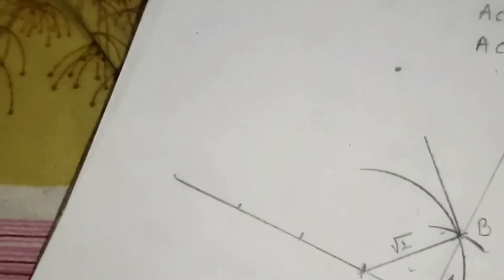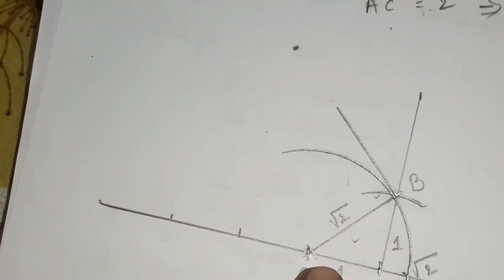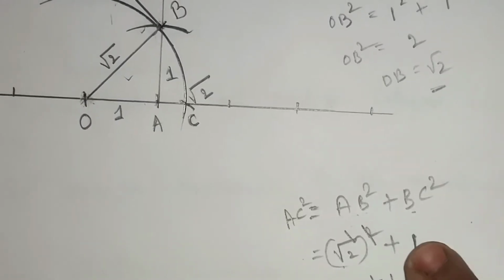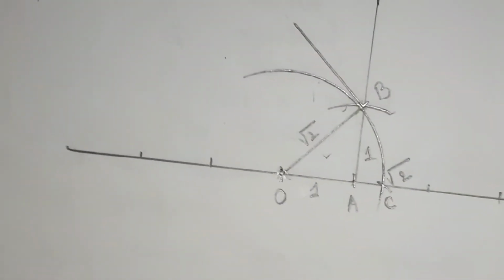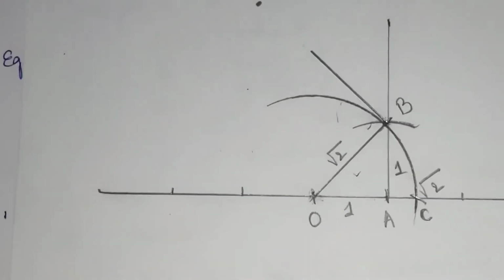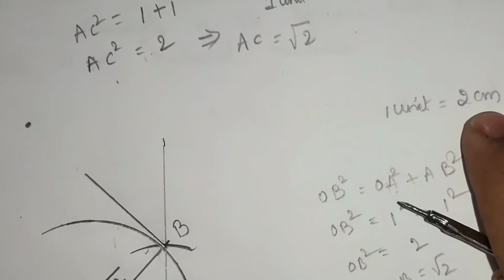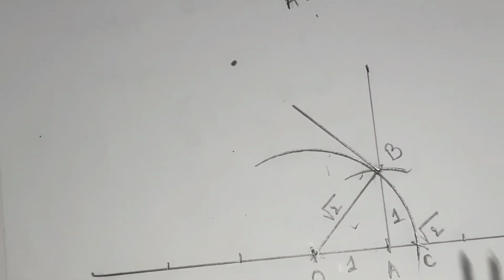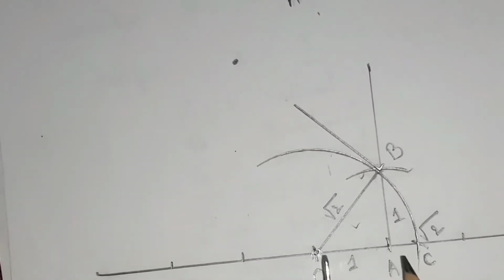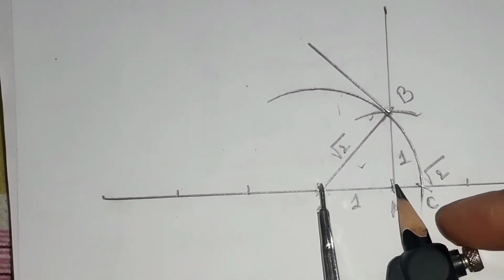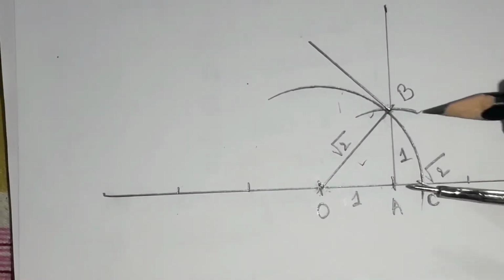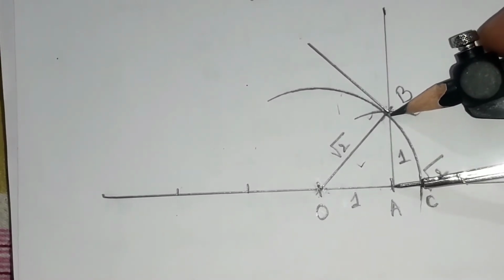Now, already I have taken root 2 as a base and perpendicular height I have to take 1. Here, 1 means 1 unit. 1 unit is equal to 2 centimeters. Or else you can take the length of OA, which is also 1 unit. Or you can take the length of AB. It's also 1 unit.